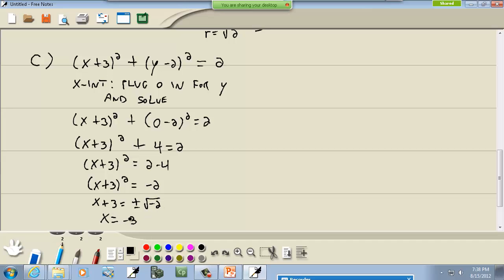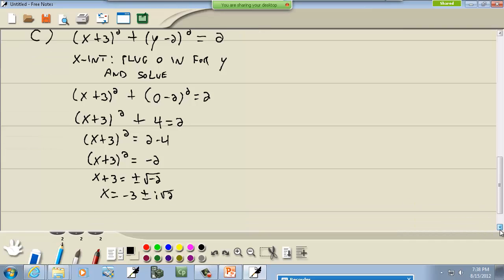Then you solve for x, take the negative 3 over, and here, remember, a negative number inside of a square root gives us an i. So it'll give us x is equal to negative 3 plus or minus i square root of 2. Well, when you get an i and you're trying to find the intercept, that means there is none. So there is no x-intercept. Well, let's take a look at our y-intercept. You always plug 0 into the other variable. So I plug 0 in for x and solve.